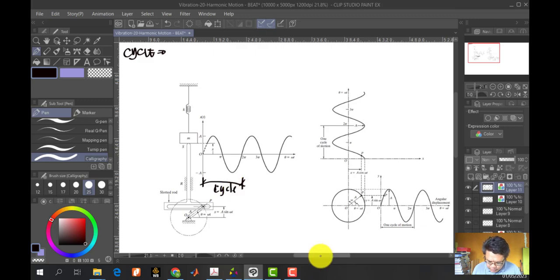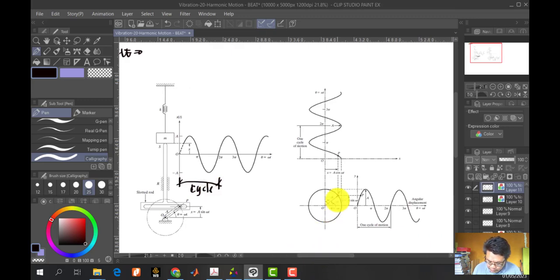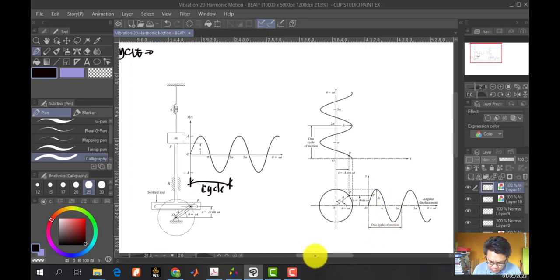And also that is the same here. For this rotating vector OP, starting from its original position, then to its maximum position, then back to its original position, but in the opposite direction. So that describes one cycle.